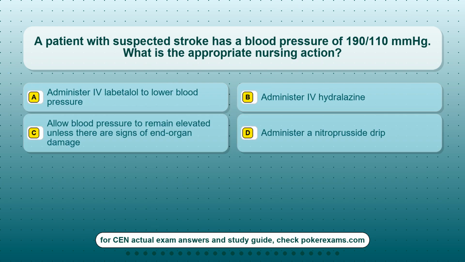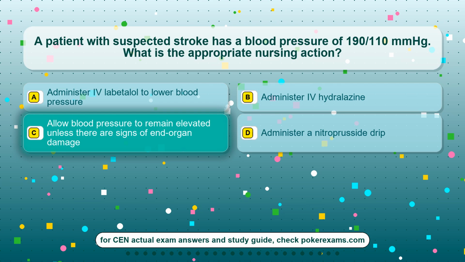Question 15. A patient with suspected stroke has a blood pressure of 190/110 mmHg. What is the appropriate nursing action? Option A, administer IV labetalol to lower blood pressure. Option B, administer IV hydralazine. Option C, allow blood pressure to remain elevated unless there are signs of end-organ damage. Option D, administer a nitroprusside drip.